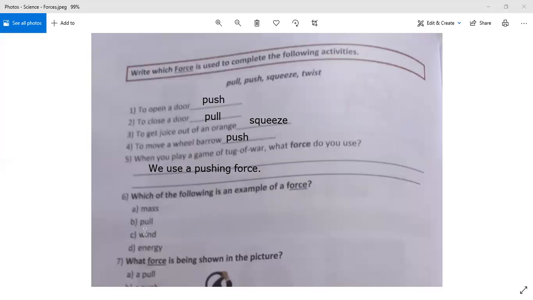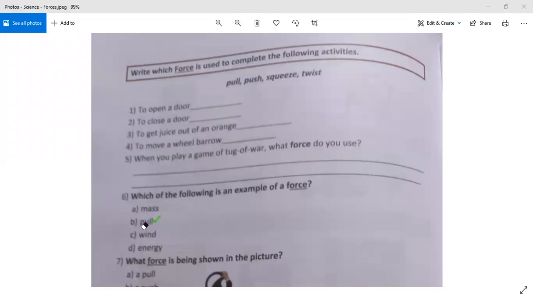Now let's look at it underneath here. Which of the following is an example of a force? Which of the following is an example of a force? We have mass, pull, wind, or energy. Which one is an example of a force? Is it mass, pull, wind, or energy? Yes, a pull. Remember, force is a pull. Okay, very good so far.